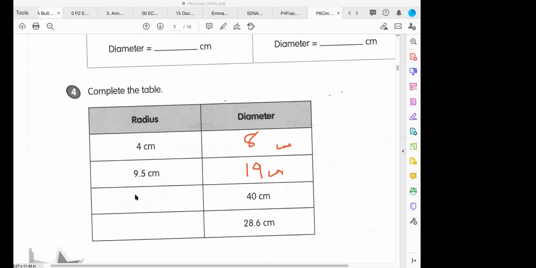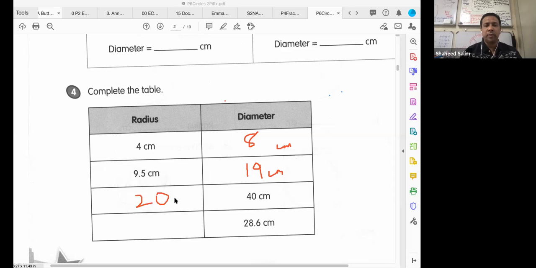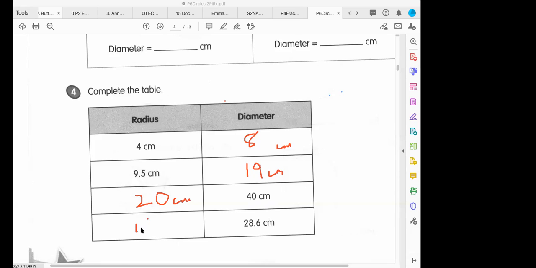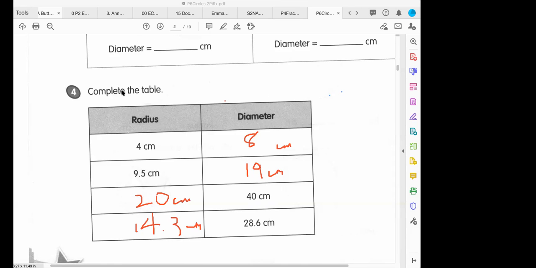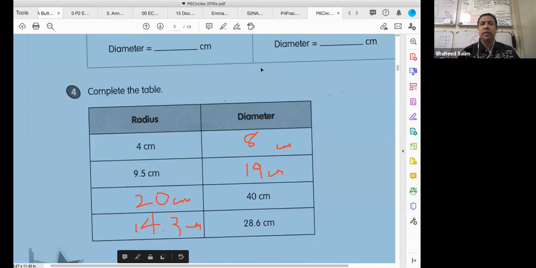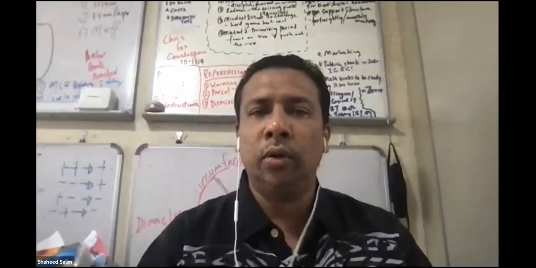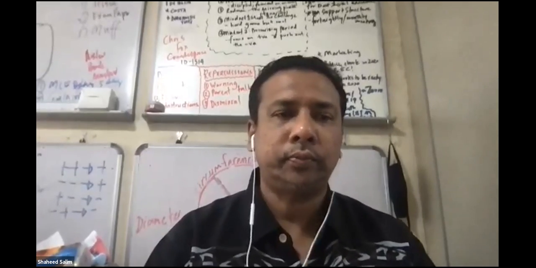Ilhan, this one, radius for the first one. 20, good. And the next one? 14.3. Well done. Okay, congratulations. Easy, yeah? Now don't get confused, okay? Because we are going to go to some formulas now.